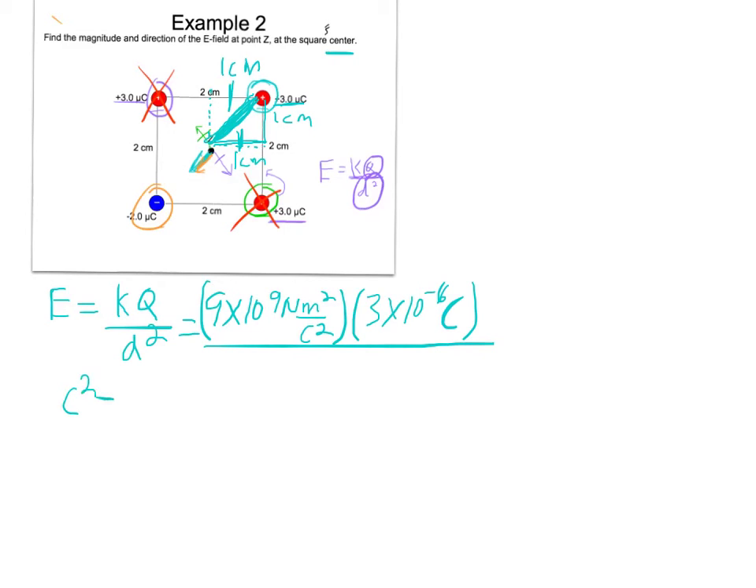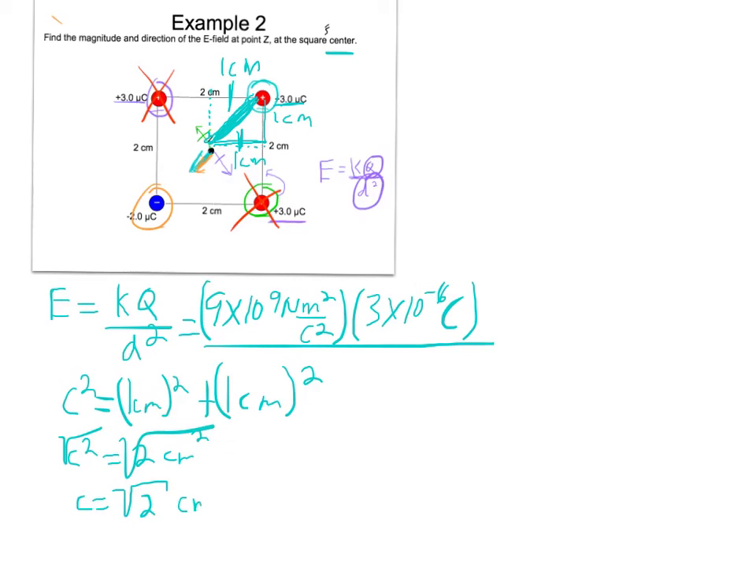So C squared equals 1 centimeter squared plus 1 centimeter squared. 1 squared is 1, and so we get C squared equals 2 centimeters squared. If we take the square root of that, we'll get C equals square root of 2 centimeters. Okay, so that is the distance here. So if I bring that back up to what I was originally writing, all over square root of 2 centimeters squared.